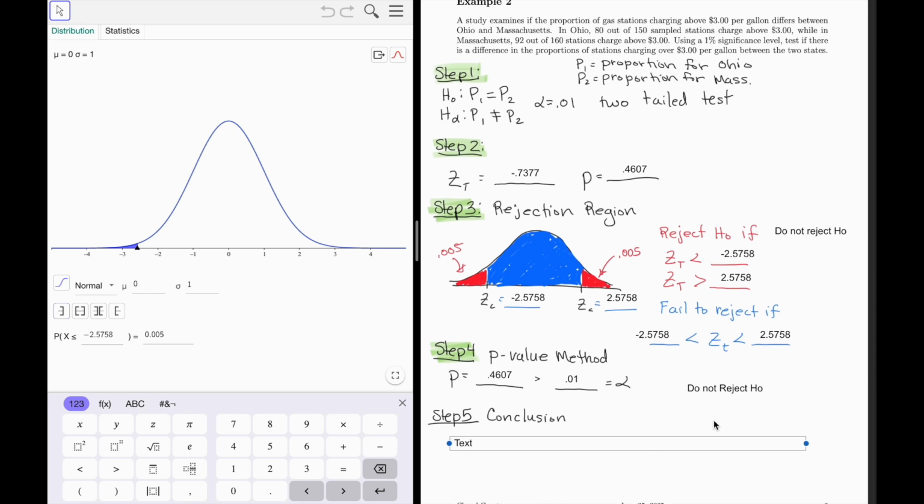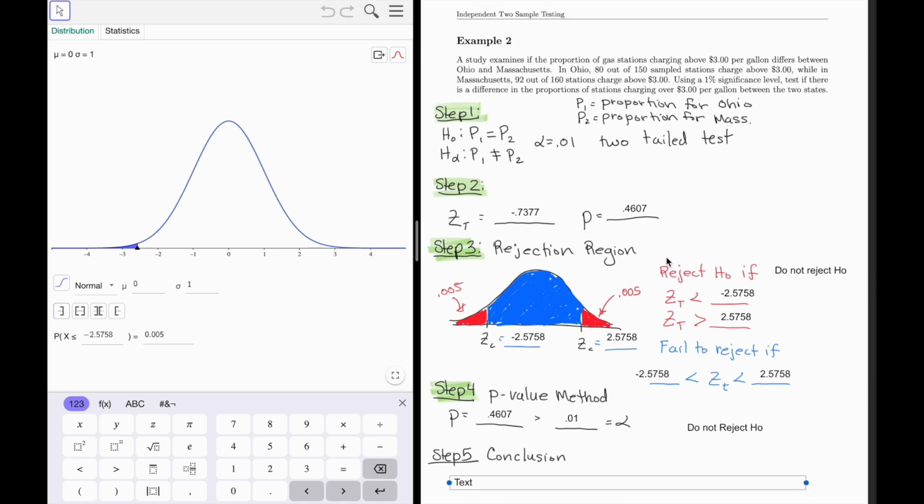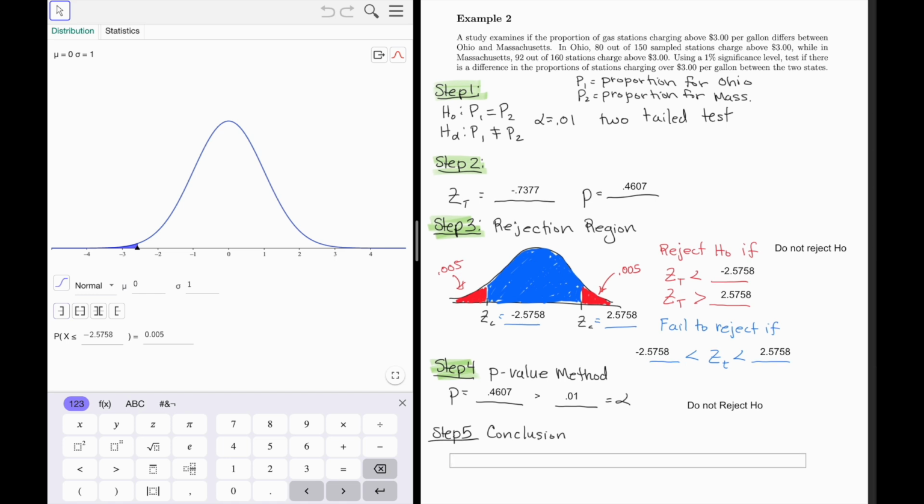So we're not rejecting the null hypothesis, which means there isn't enough evidence to show that there's a difference between the two proportions of the gas prices in Ohio and in Massachusetts. So for my conclusion, I'm going to write at the 0.01 level of significance, there is not, because we're not rejecting H0, there is not enough evidence to support the claim.